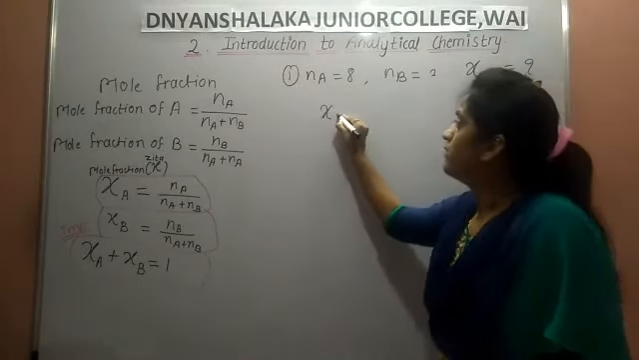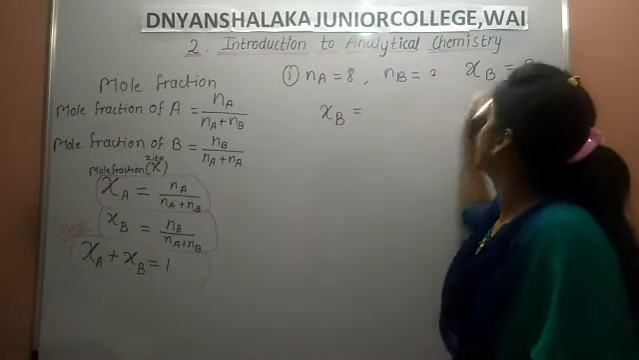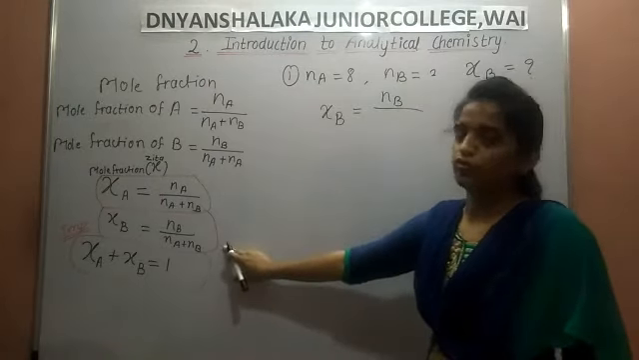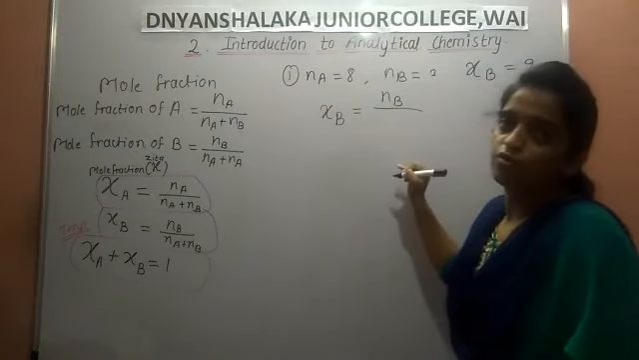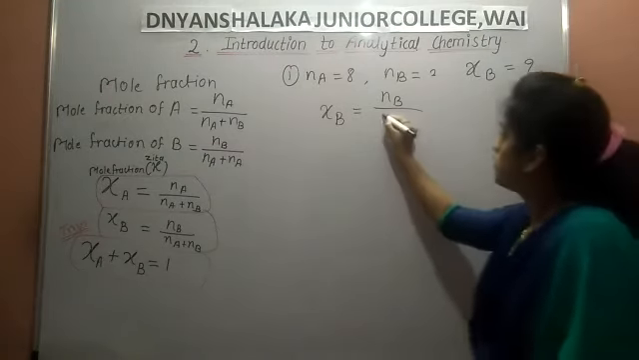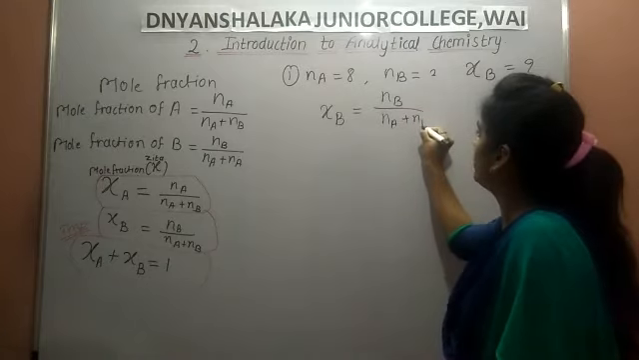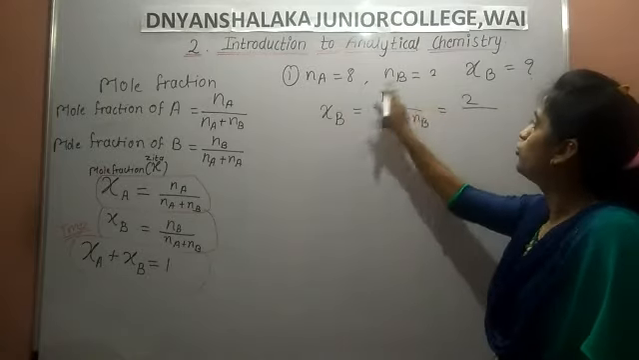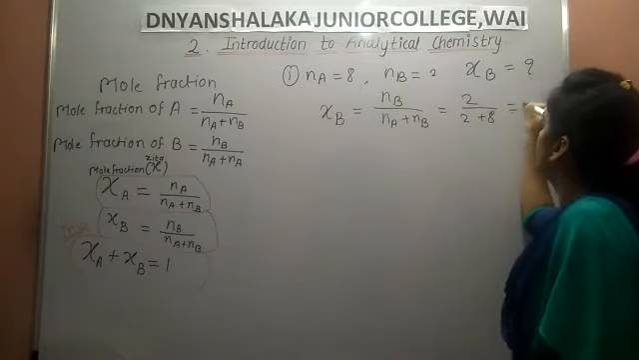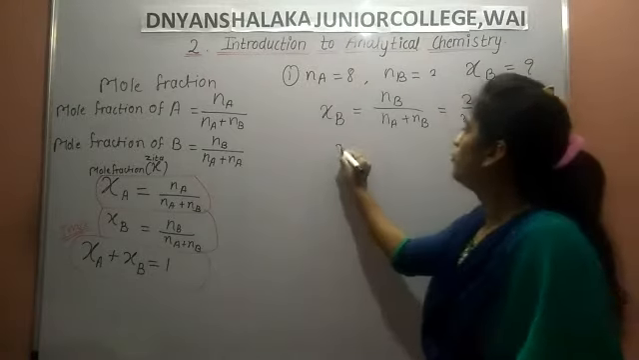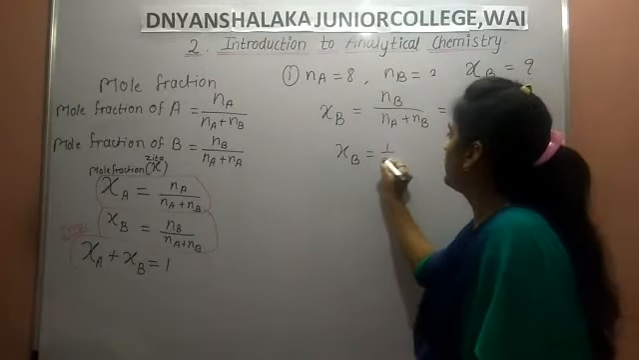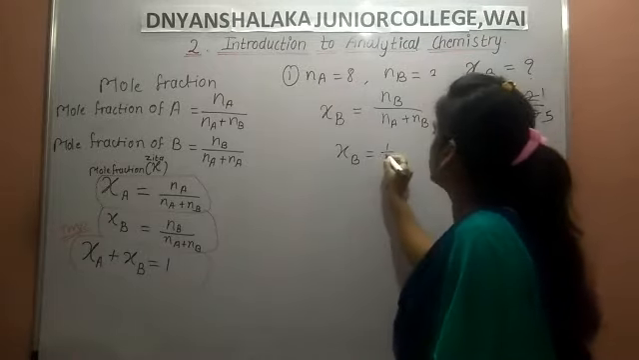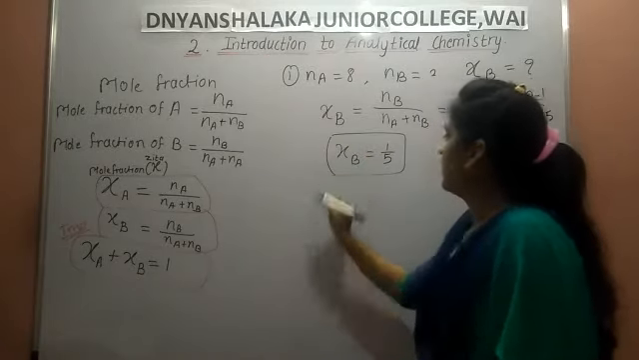So we write the first formula: mole fraction of B component is equal to the number of moles of B upon the total number of moles present in solution, meaning number of A plus number of B. This is equal to Nb, the value is 2, upon Na plus Nb, 2 plus 8. So for the mole fraction of B component, 2 ones are 2, 2 fives are 10, so we get the answer 1 upon 5.